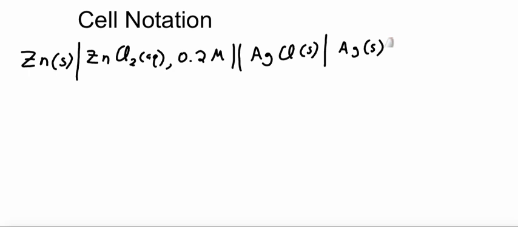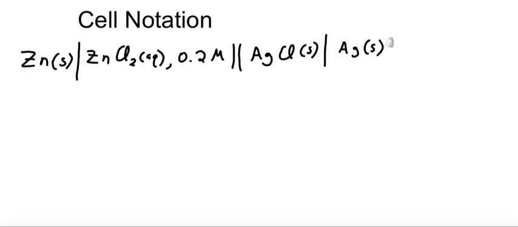So the first time you come across the notation for an electrochemical cell in its abbreviated form, it can look a little cryptic. For instance, consider the notation for this zinc silver chloride cell. Let's work and see if we can decode this notation.